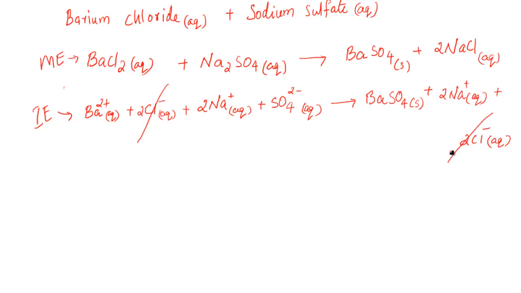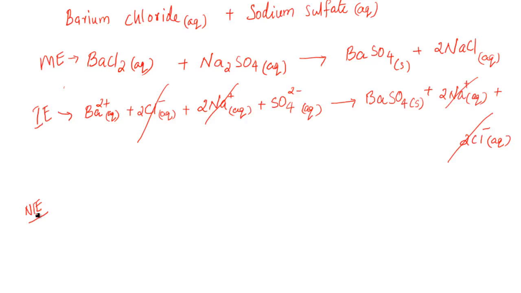I am eliminating them. How about 2 Na plus aqueous? I do have 2 Na plus aqueous on both sides. I eliminate them. Do I have an SO4 2 minus on both sides? I do not. So I identified my spectator ions. They were Na plus and Cl minus ions, 2 each. I eliminated them. Now I can write my third equation, which is net ionic equation.